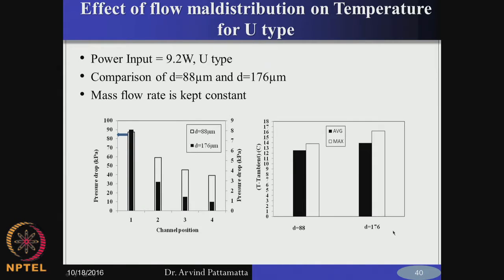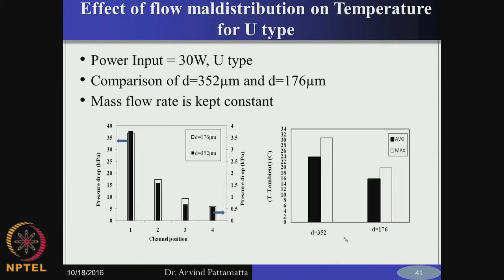Apart from that, we also looked at keeping the power input constant. We wanted to compare two different channel configurations, 88 micron and 176 micron, and see what is the effect of the flow maldistribution on temperature. When you measure the average temperature and the maximum temperature, we find that between the 88 and 176 case, it makes considerable difference in the average and maximum temperatures. So making the channel size smaller is beneficial in this case to reduce these hot spots.